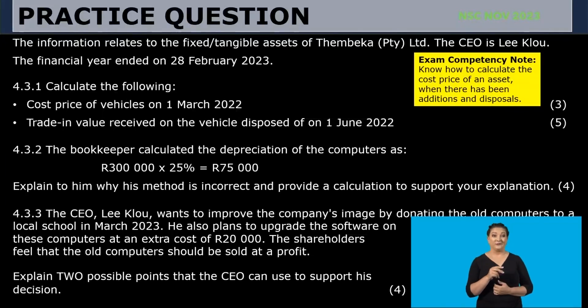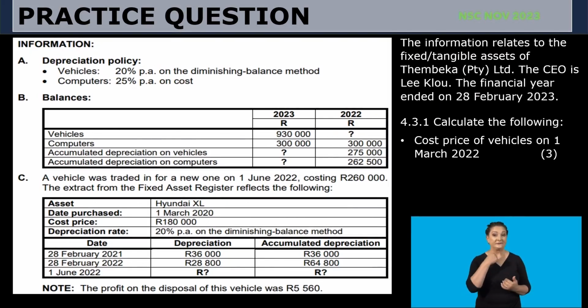And with me here, I have a question from the NSC November 2023. And we are required to calculate certain figures. And to begin with, we are going to calculate the cost price of vehicles on 1 March, as well as the trade-in value received on the vehicles disposed on 1 June 2022. It is very important, dear learners, that when you read your question paper, get to understand where the examiner is coming from. And then, to begin, it says, calculate the following: the cost price of vehicles on 1 March.